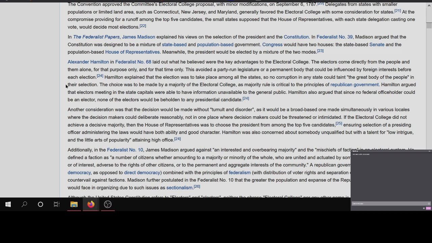The choice was to be made by the majority of the Electoral College, as majority rule is critical for the principles of Republican government. So, see, it is Republican government. Hamilton argued that the electors meeting in the state's capitals were able to have information unavailable to the general public. Hamilton also argued that no federal office holder could be an elector. Electors would not be beholden to any presidential candidate. Another consideration was the decision would be made without tumult and disorder.